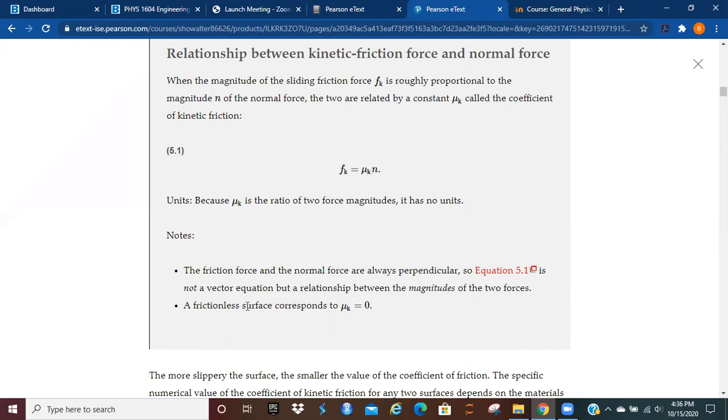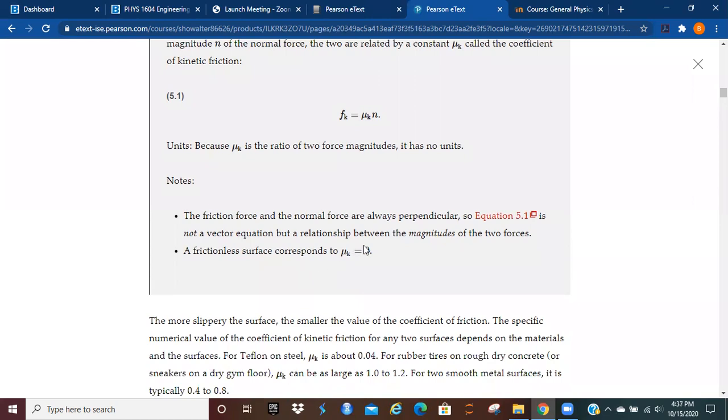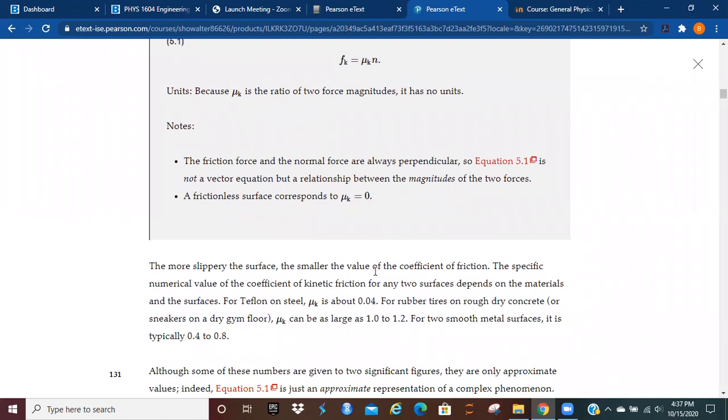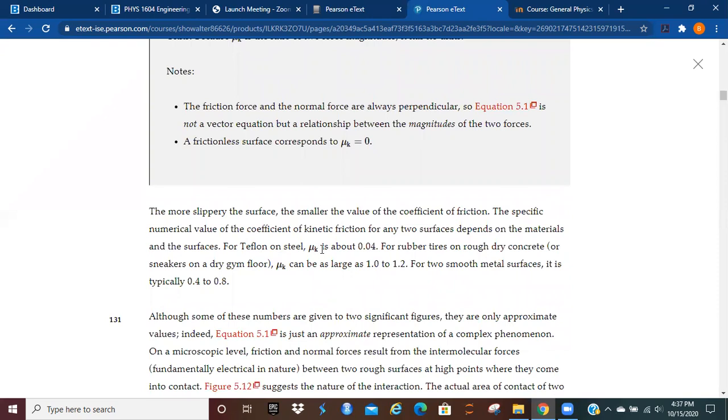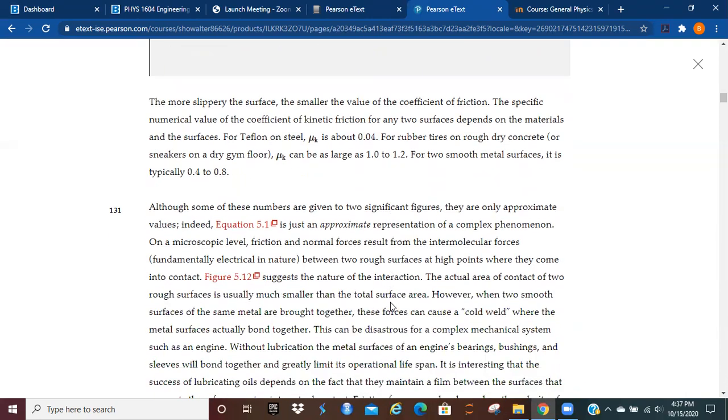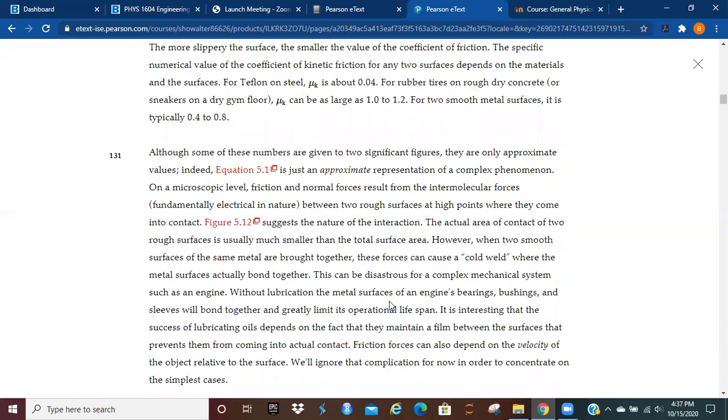This equation is not a vector equation, but a relationship between the magnitude of the two forces. A frictionless surface means that this value becomes 0. The more slippery the surface, the smaller the value of the coefficient of friction. So for Teflon on steel, the coefficient of kinetic friction is about 0.04. For rubber tires on rough, dry concrete, or sneakers on a dry gym floor, it can be as large as 1.0, 1.2. For two smooth metal surfaces, it can be 0.4 to 0.8. So these are approximate values.